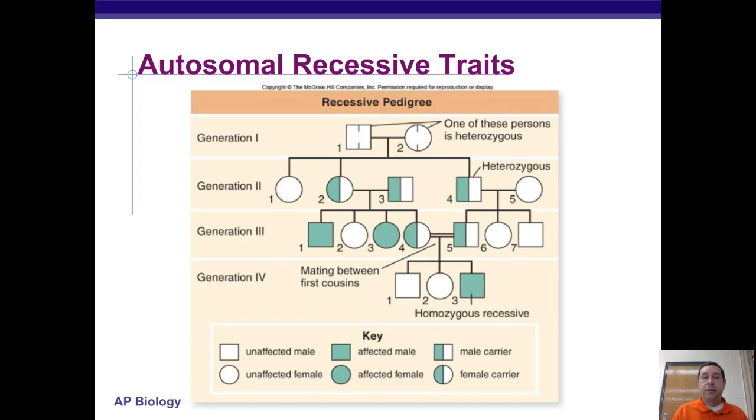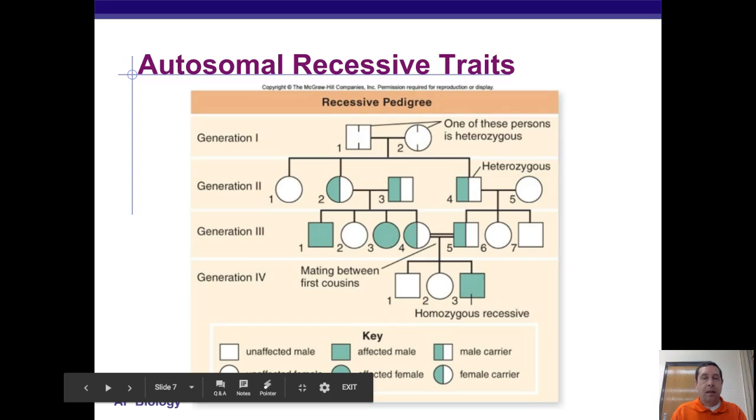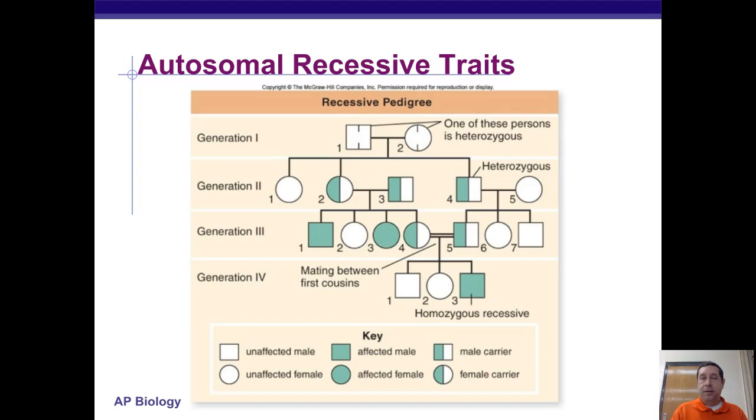Here's an example of an autosomal recessive. Now, one of the things you see here is half filled in circles. Those represent carriers or heterozygous individuals. In autosomal recessive traits, again, in generation 2, you have several individuals that have the trait, but neither of their parents had the trait, so they must be carriers. Now, on an autosomal recessive trait, you're not necessarily going to have all the carriers marked because you may not know. So that's what that shows us.